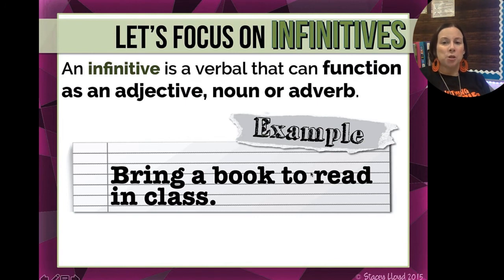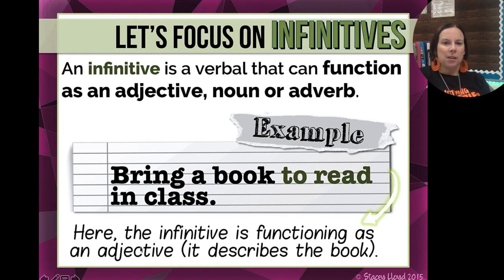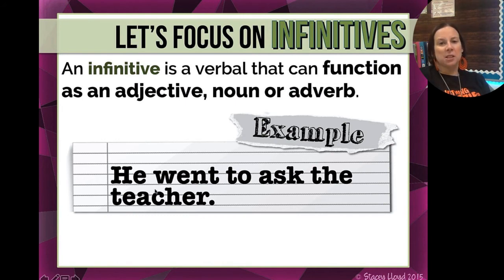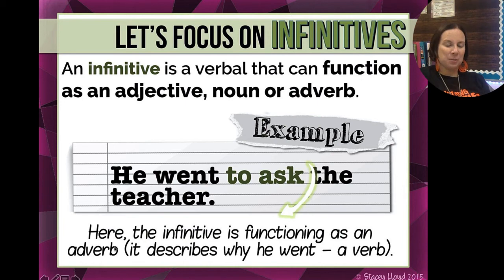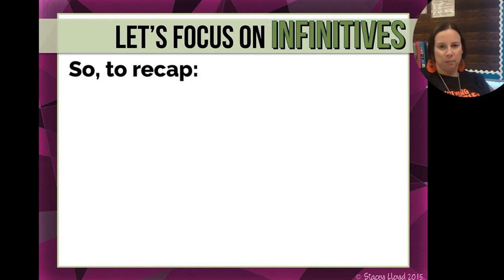Bring a book to read in class. What kind of book? It's one to read. So it's describing the book. He went to ask the teacher. Where did he go? To ask. So that's how it's being used as an adverb. This is what makes infinitives tricky. They're easy to identify, but figuring out what their function is is a little bit more difficult, because they can be used as a noun, an adjective, or an adverb.